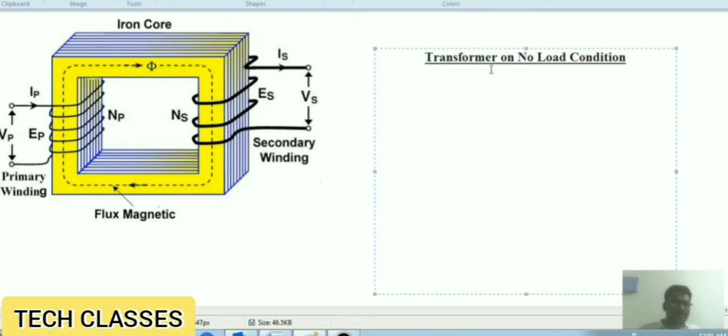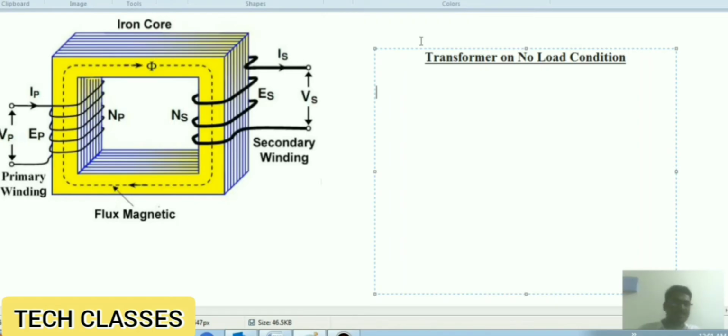Now coming to my topic, transformer on no load condition. Normally the secondary winding is connected to the load, so then only the secondary current flows in the load. Now in this topic, we are not connecting any load to the transformer; we simply open this load. Whenever the load is open, what happens? Even though the EMF is induced in the secondary side, the current does not flow in this path, because it is open circuited. So finally we can conclude that Is is equal to 0.